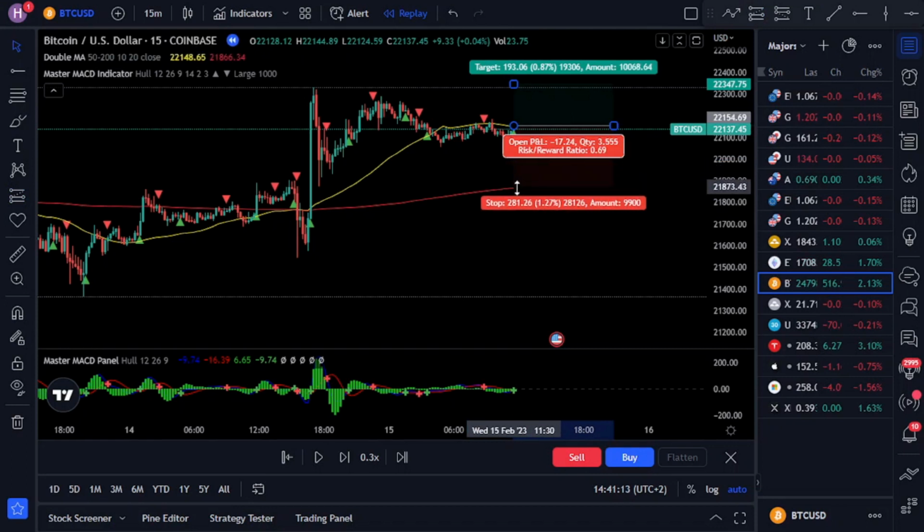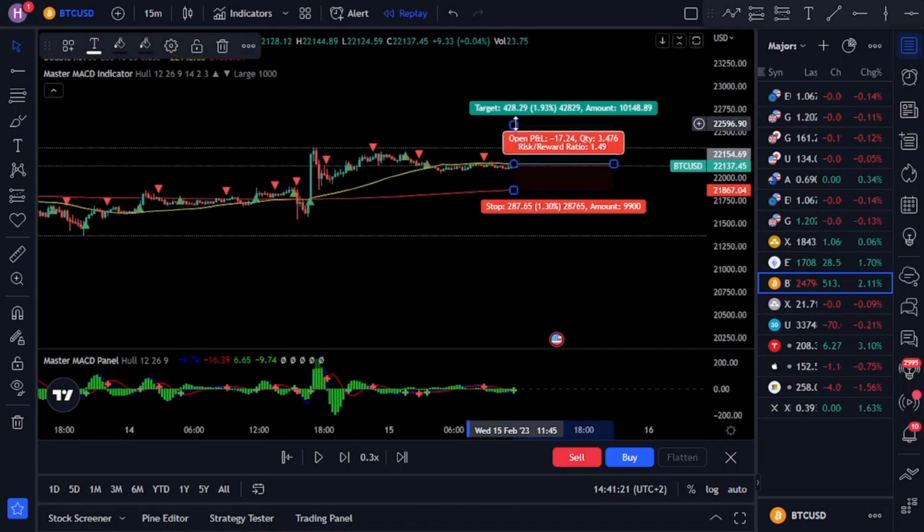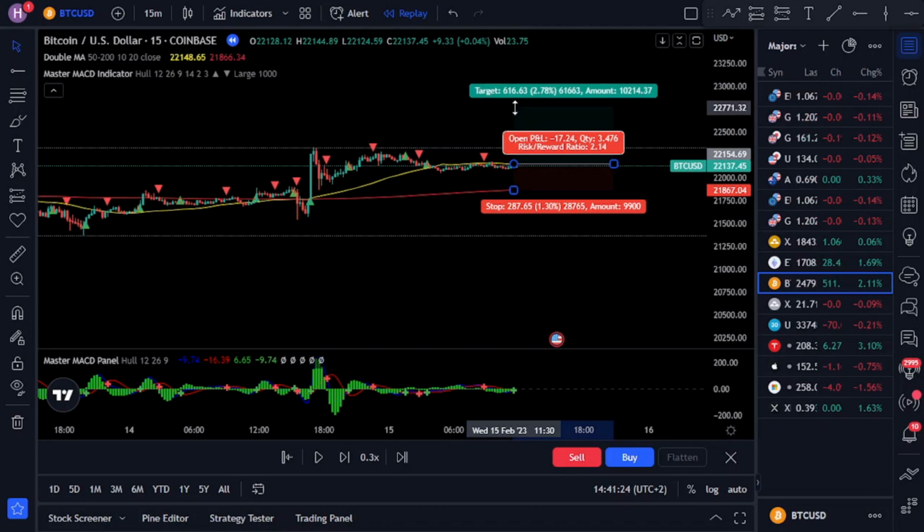By following these rules of the strategy, you are able to align yourself with the overall trend in the market by using the components of the strategy. So let's enter this trade and see what happens.